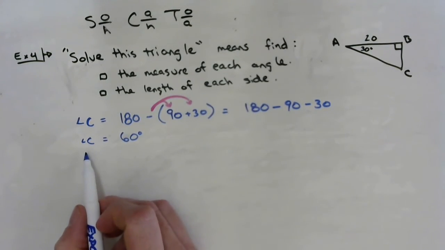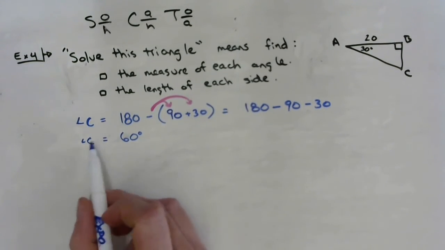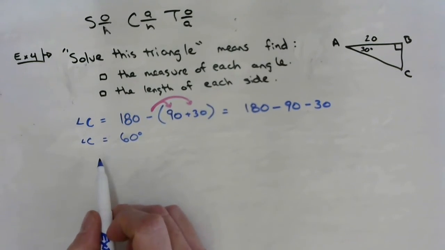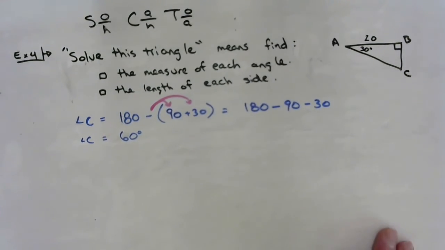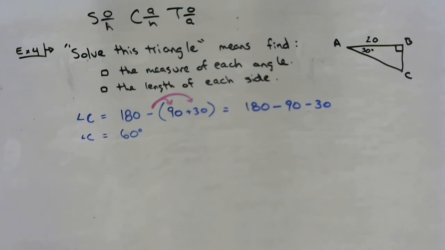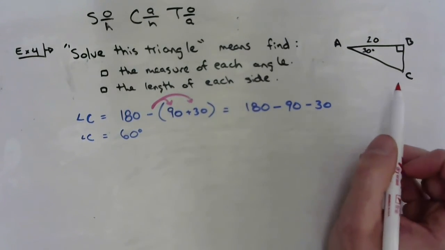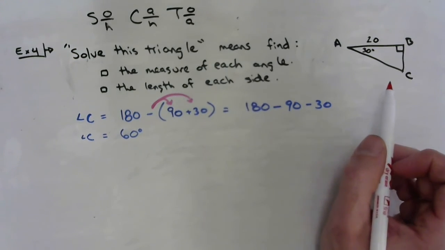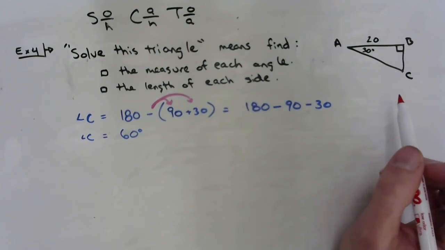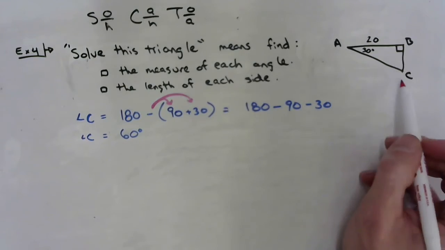I'm going to keep track of all my information as I go along, and then at the end, I'm going to put all my information in a box, a nice, neat final answer. Okay, that was my angle. So now I'm done with my angles. Solving a triangle, real hard? That was easy. Next, I have 2 missing side lengths. Which one would you like to find first? Let's do BC.